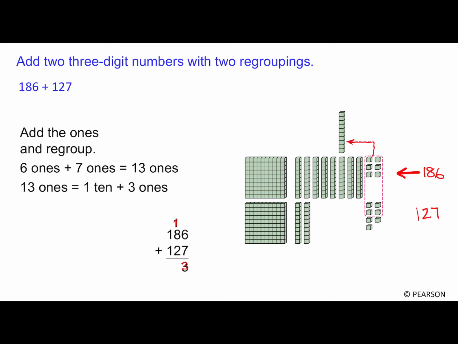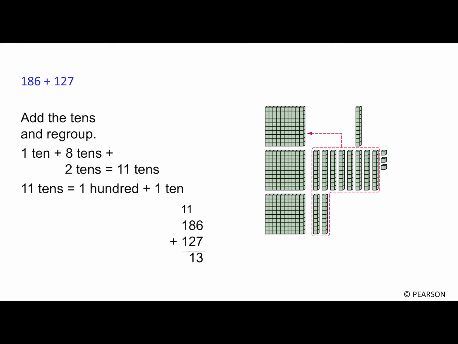So now I have 8 tens and 2 tens and 1 ten, right? Anytime I have 10 of those, I can regroup. So I've pulled off 10 of those and created a flat up here at the top of your screen. And so when I add my 1 ten plus 8 tens plus 2 tens, I get 11 tens, which is the same as 100 and 1 ten. Okay, so I'm going to put my 1 ten down below and I'm going to carry my 100.